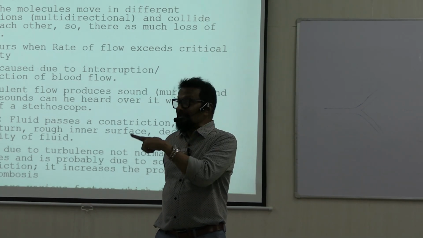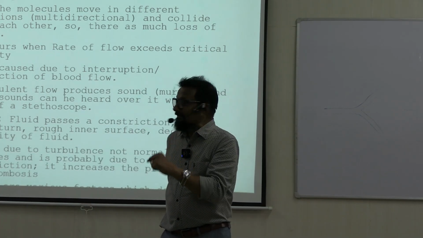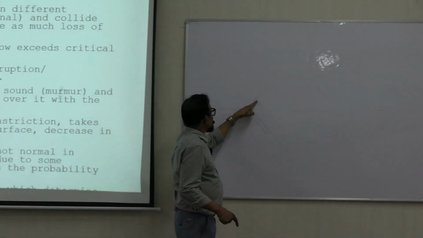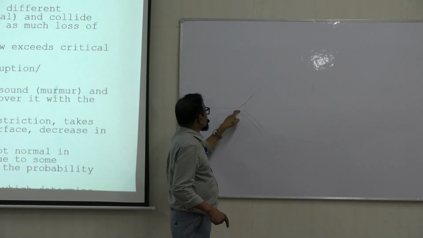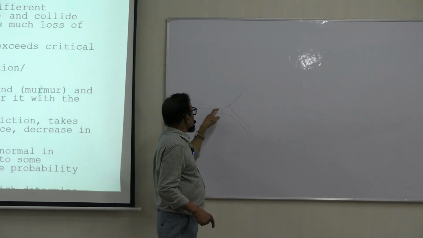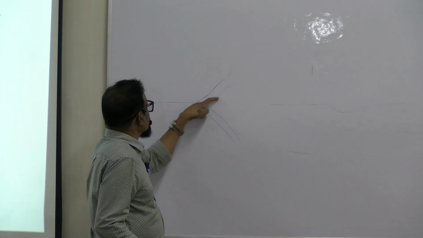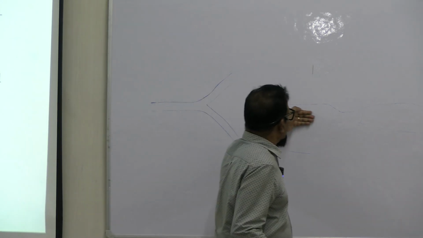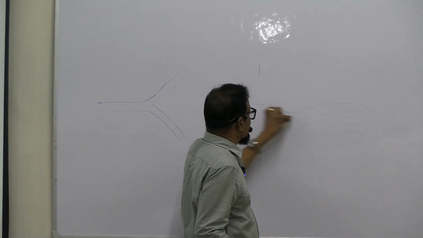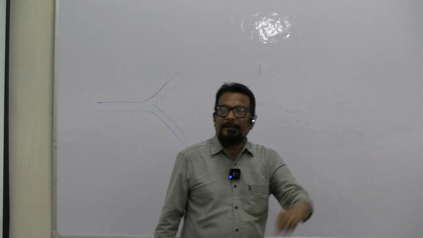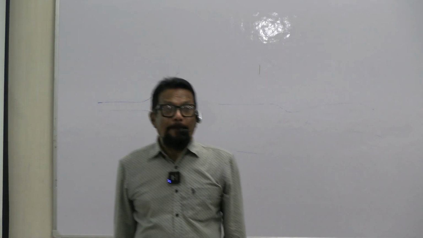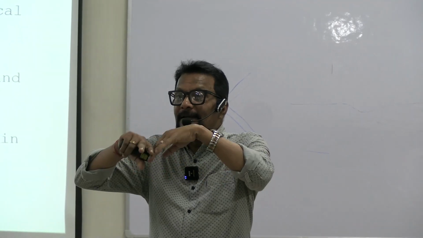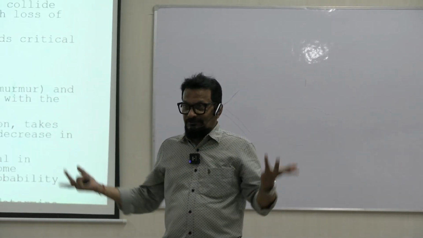So when velocity is increased by any condition, the flow will not be laminar in such a case. When the blood passes through this constricted area, the flow will not be laminar. Now what will happen to these concentric layers? They will be disturbed, dislodged.